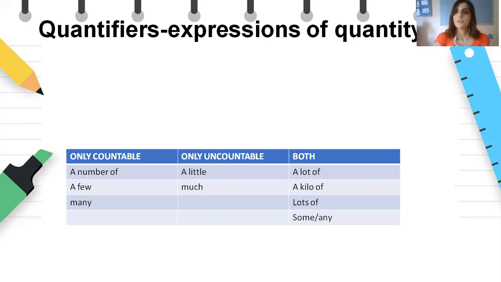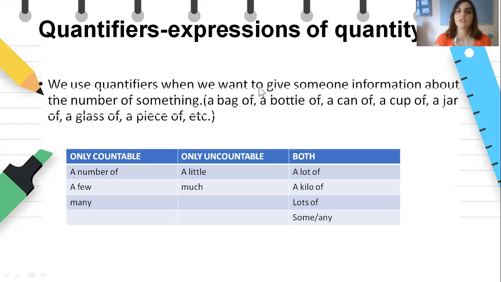And we come to the part with quantifiers or expressions of quantity. We use quantifiers when we want to give someone information about the amount of something. For example, a bag of chips, a bottle of milk, a can of Coke, a cup of tea, a jar of jam, a glass of water, a piece of cake, etc.